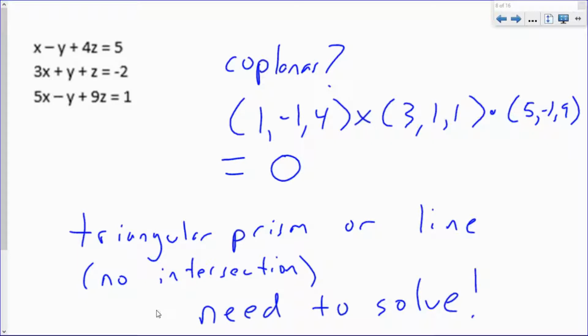The only thing we do know for sure is that we don't have a unique solution. Sometimes that's all mathematicians care about, whether there is or is not a unique solution. In this case, there is no unique solution. There might be an infinite number of solutions that form a line, or there might be no solutions as the planes form a triangular prism.